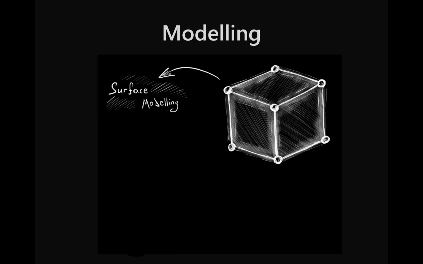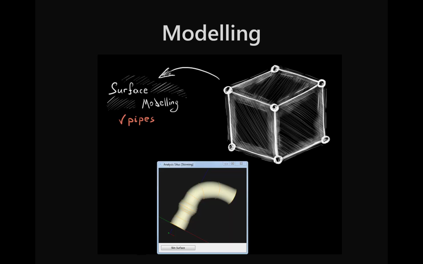Then modeling. As I mentioned, for modeling we have two tiers of functionality. One of them is surface modeling, and in surface modeling what we can do is build up different types of kinematic surfaces like pipes. We can also build lofting or skinning surfaces.